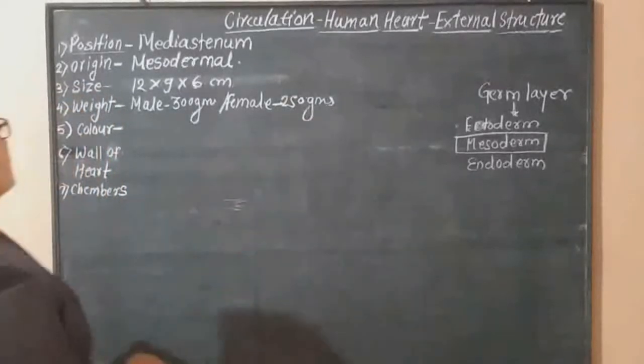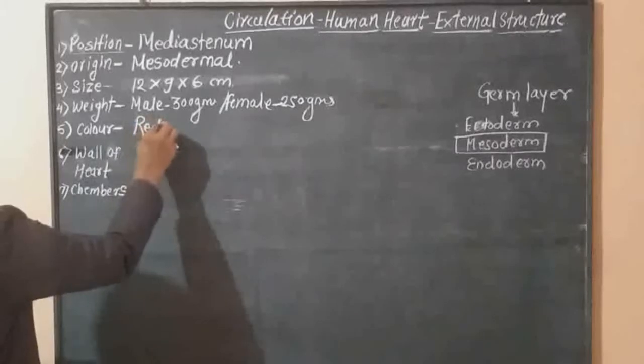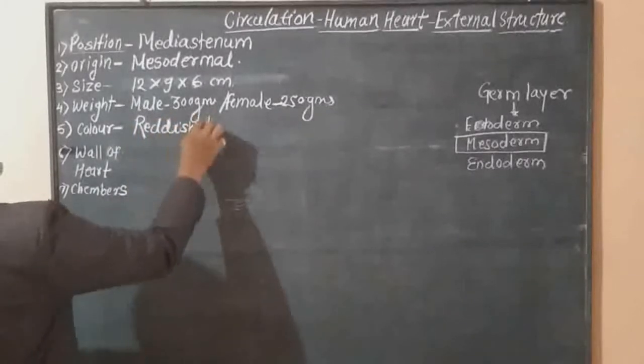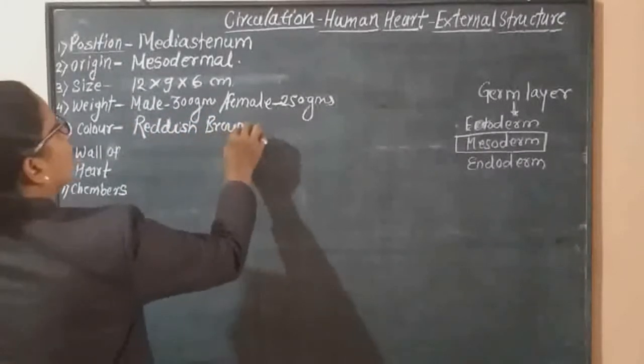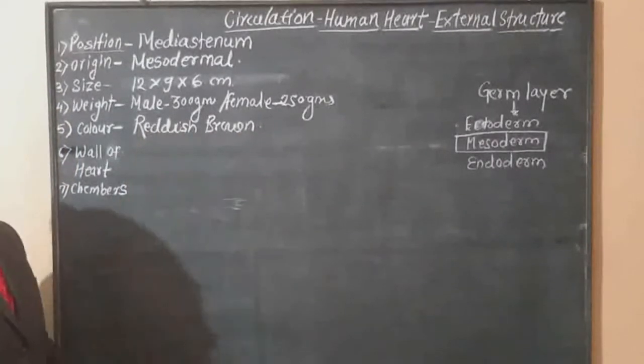Okay. The next one, what is the color of the human heart? The human heart is reddish brown in color. What is the color of the human heart? It is reddish brown in color.